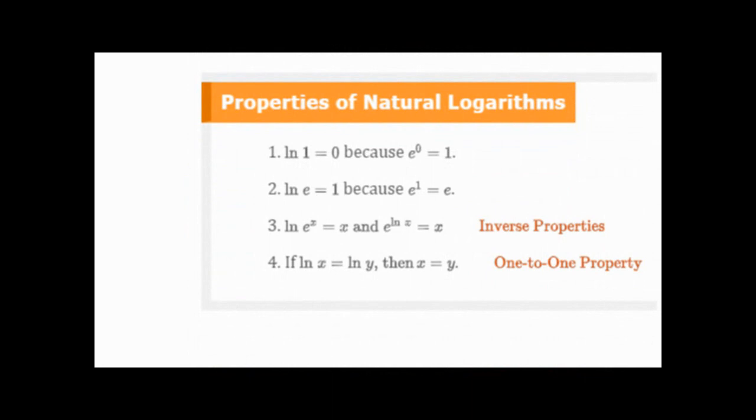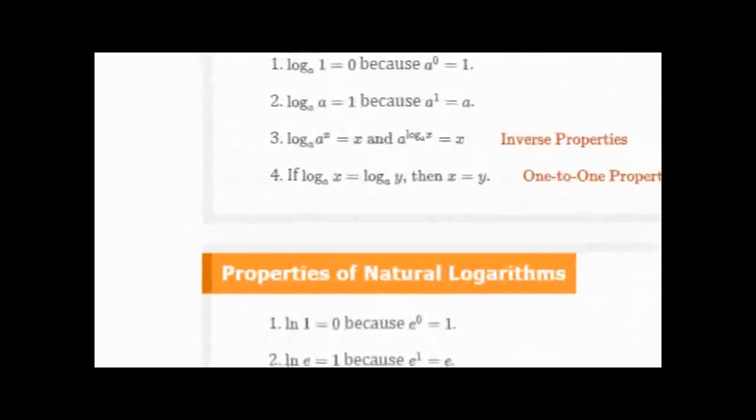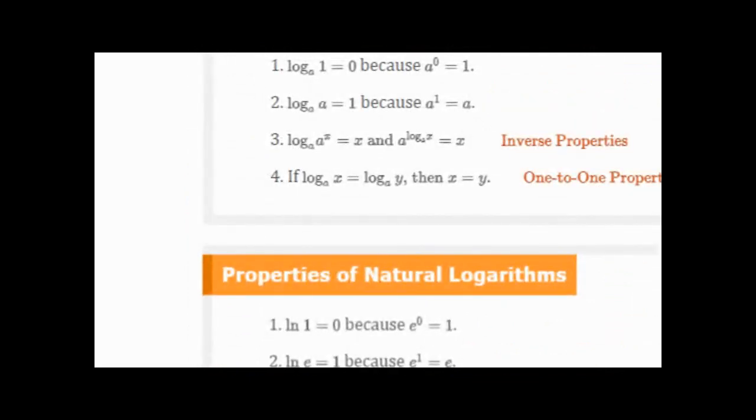And it's the same thing if it's in the other order. You have E to a natural log or A to any log. Basically, they cancel out, and then you're left with your variable or whatever you're trying to take the log of.